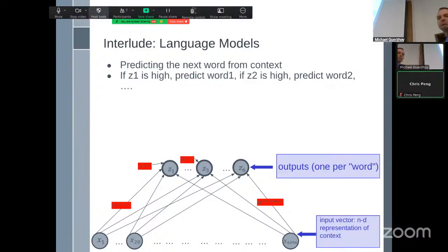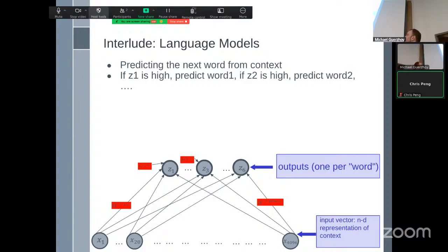So how does the language model work? What does a language model do? It takes some context, a prompt, and tries to predict the next word. That's what a language model is. The way it's set up is very similar, except the X is now not an image, it's the context. And you make it fixed dimensional somehow.